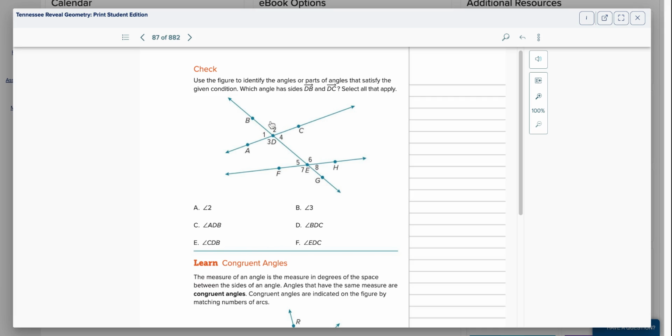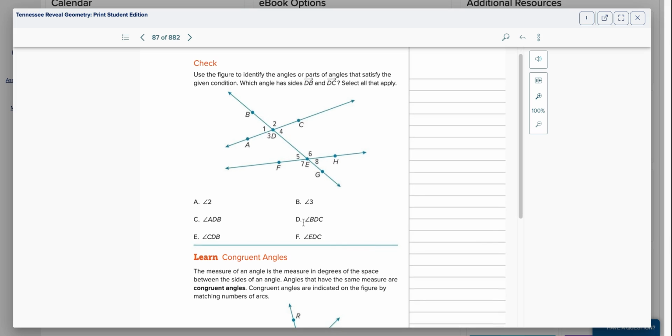Well, obviously, it's not 3 because 3 is what we call a vertical angle to 2. That would be the opposite direction. So that would not be a correct answer. 3 is not correct. ADB, ADB. No, that would be angle 1. That is not correct. EDC. Where's EDC? No, that would be angle 4. EDC would be this one. That is not correct. So A is correct, D is correct, E is correct.